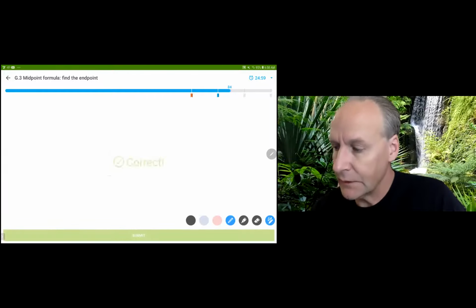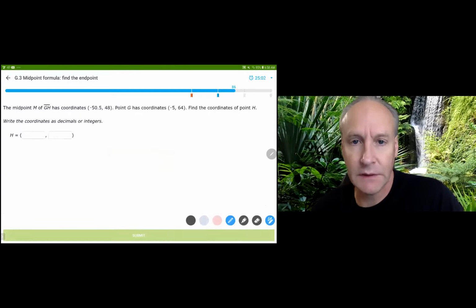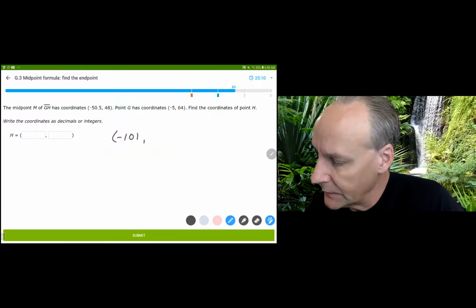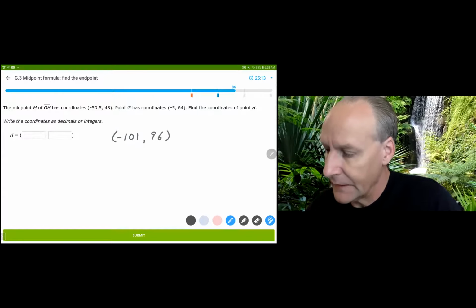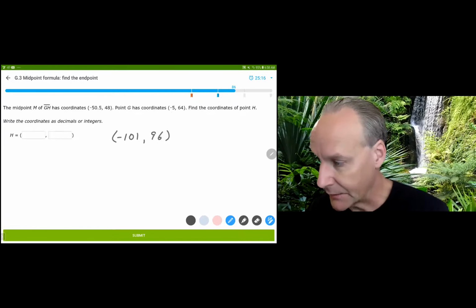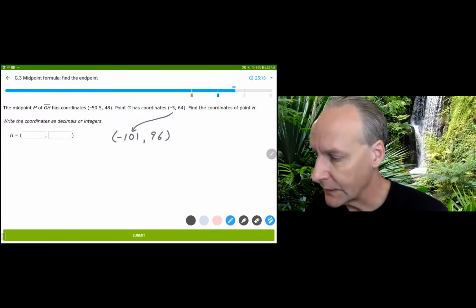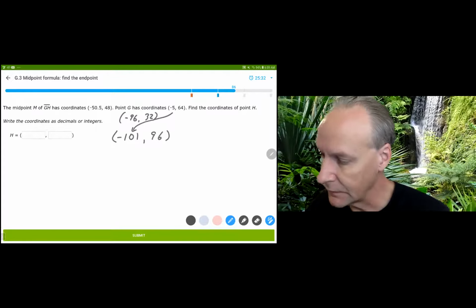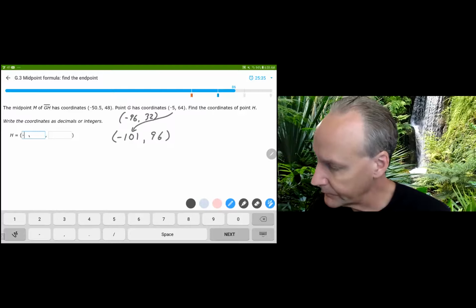Now, if you need to, you can go through all the steps, which is always good. For this one, I'm going to need negative 101, and double my 48 is 96, and that's going to be double my midpoint. And if I add my x's, I'm going to get negative 101, so I need negative 96, it looks like. With negative 5 gives me negative 101, and 64 and 32 gives me 96. So negative 96 and 32.